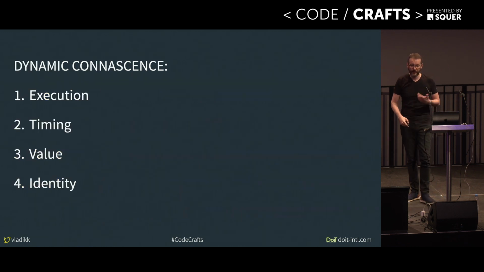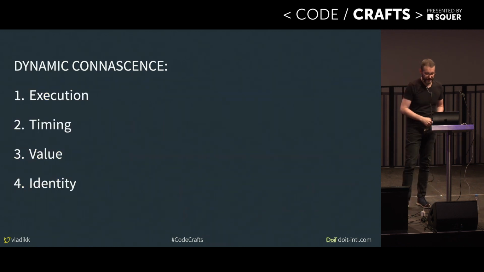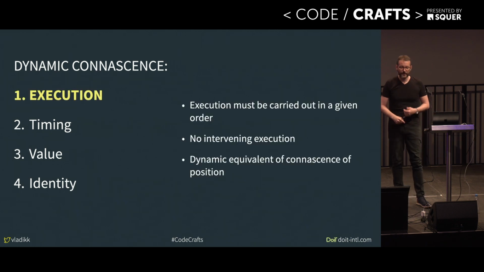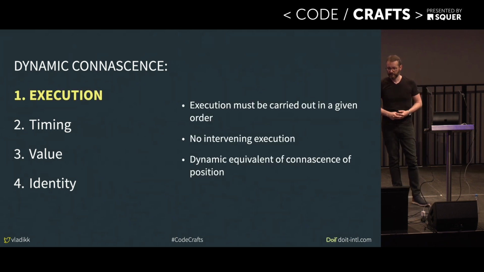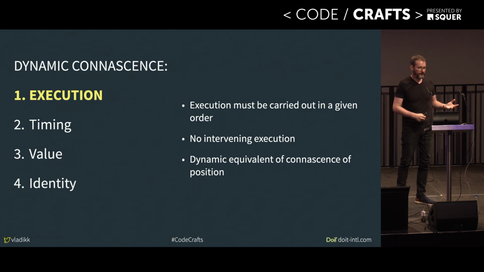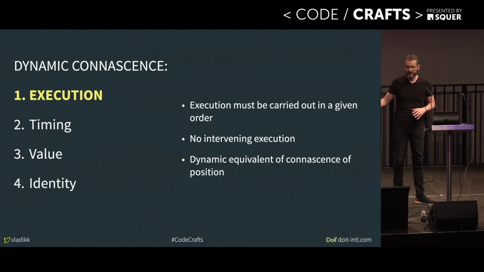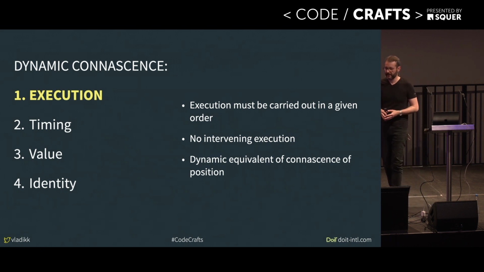Now let's see runtime dependencies, dynamic connaissance. And here the lowest level is execution. This one means that we have operations that have to be executed in a specific order, one after another, or otherwise the system is going to be in an incorrect state.